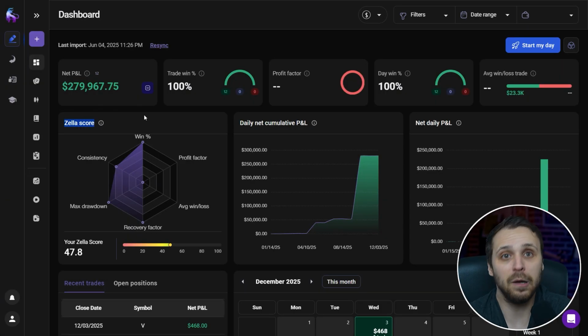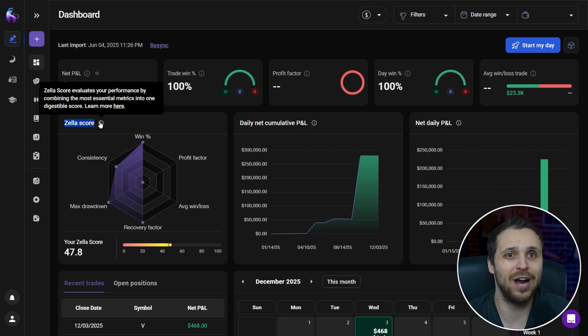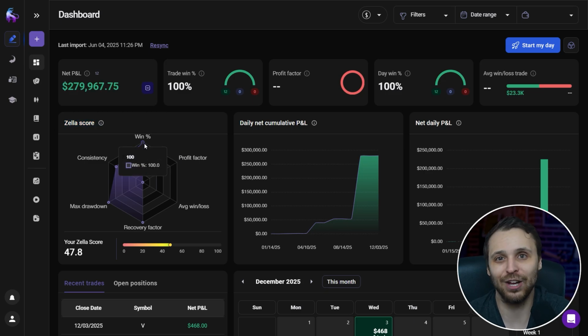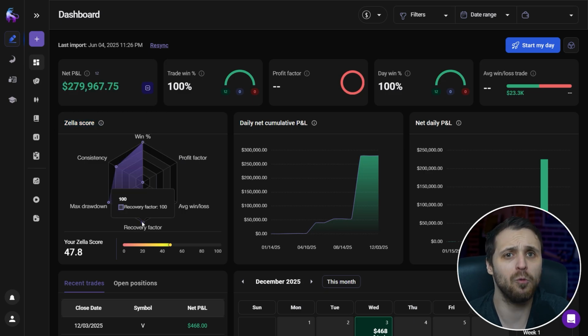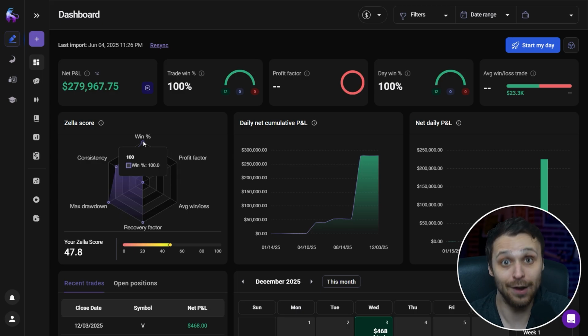They also have the Zella score, which is basically like a fitness tracker for your trading discipline. It's useful to look at. It scores your adherence to your own plan across both live and backtested trades. For building consistency and knowing if you're staying consistent, it is a genius tool.